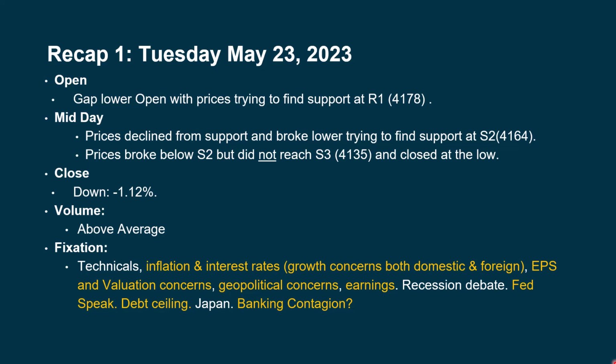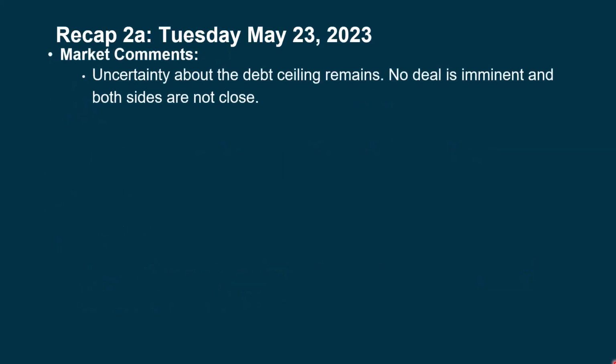A lot of that right now has to do with the debt ceiling issue. That's what's driving the market, even though inflation and interest rates are always in the background, and then any more banking information that we may get. What are some comments that we can make? There's a lot of uncertainty about the debt ceiling. No deal is imminent, and both sides are not even close right now. That's the latest news that seems to be coming out, but that can change at any time.